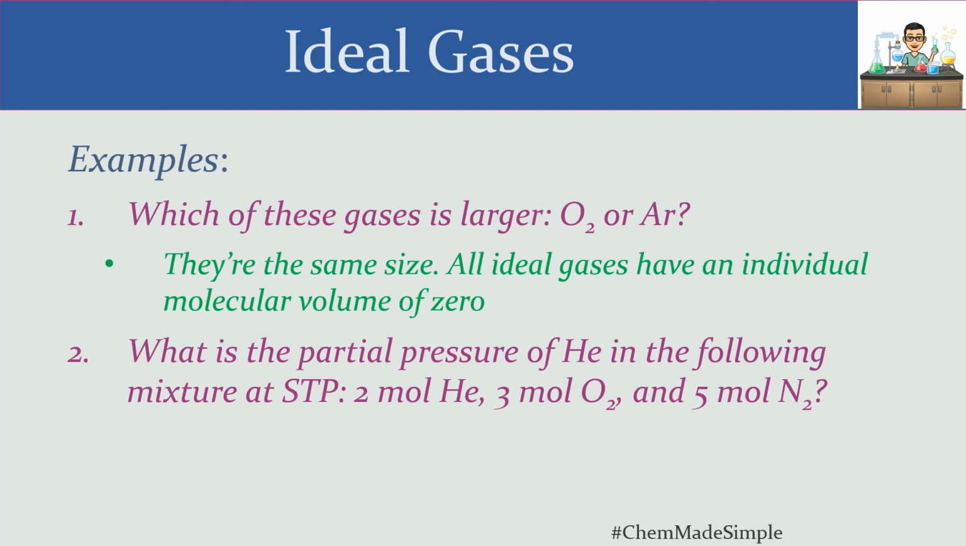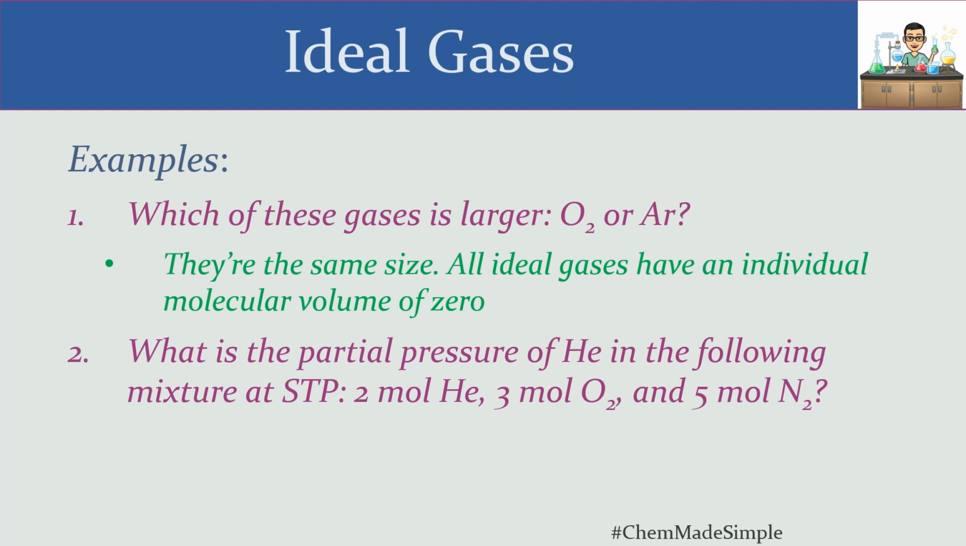How about this question? What is the partial pressure of helium that's contained in this mixture? You've got 2 moles of helium, 3 moles of oxygen, and 5 moles of nitrogen, and we're keeping this at STP. So you're like, okay, if I have the amounts of each of these gases, I don't see anything that has pressure in it explicitly. There are no pressure numbers in this question. But the fact that we're given that we're at STP means that we know what the total pressure is. And that total pressure at STP is 1 atm.